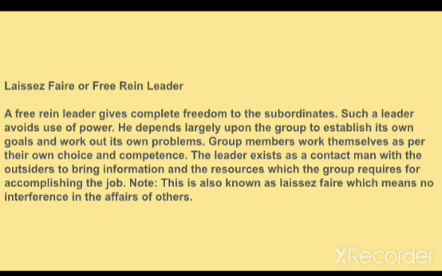Group members work by themselves as per their own choice and competence. The leader exists as a contact man with the outsiders to bring information and the resources which the group requires for accomplishing the job. This is also known as laissez-faire, which means no interference in the affairs of others. Means in this the leader is not interfering in any activity of the organization. The subordinates are working at their own wish as per their own convenience, and the power which is given to the leader is not used by the leader.